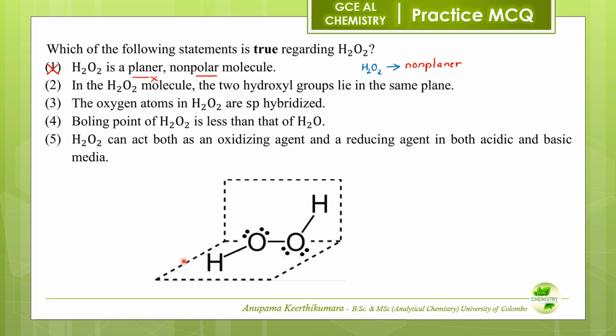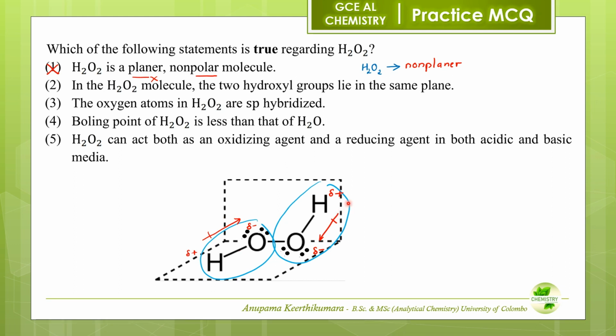To find the polarity of a given molecule, first check the polarity of the bonds and then the geometry of the molecule. Hydrogen peroxide molecule contains two OH groups. Oxygen is more electronegative than hydrogen. Therefore, these oxygen atoms attract these bond electrons towards itself. Therefore, oxygen atom gets partial negative charge while hydrogen atom gets partial positive charge.